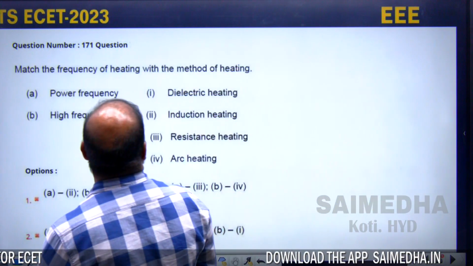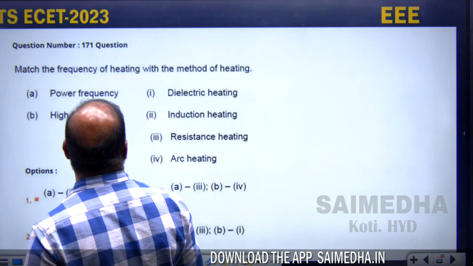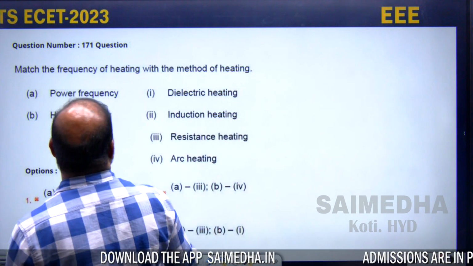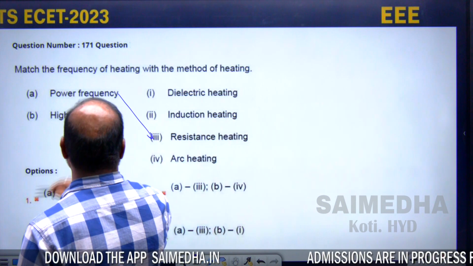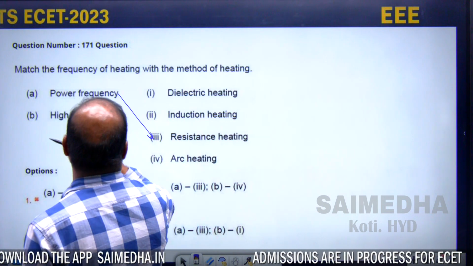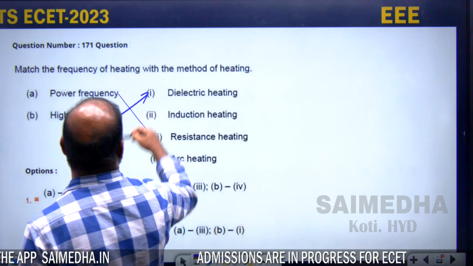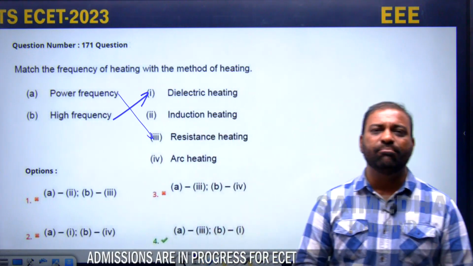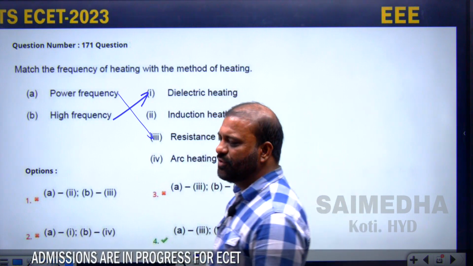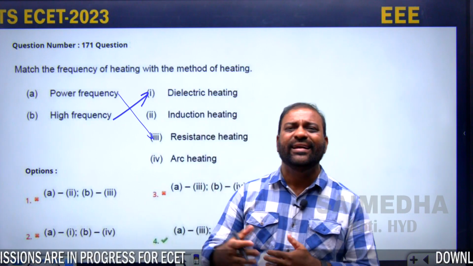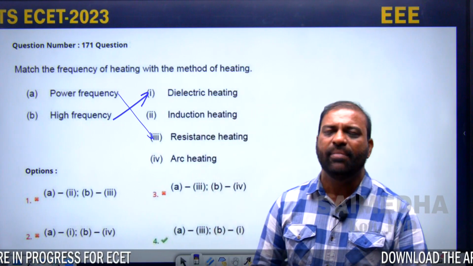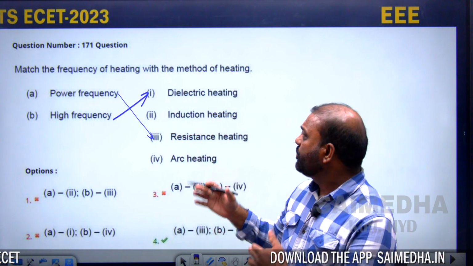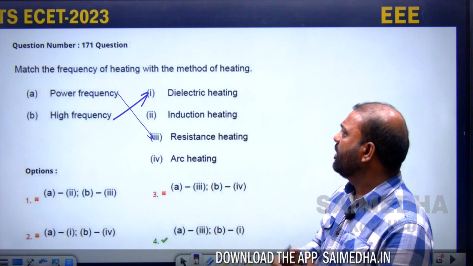Match the frequency of heating with the method of heating. Generally, power frequency heating is used for resistance heating. High frequency heating is used for dielectric heating. Dielectric heating is preferred for non-conducting materials like wood. When you are going to heat such kind of non-conducting materials, we prefer high frequency, dielectric heating.